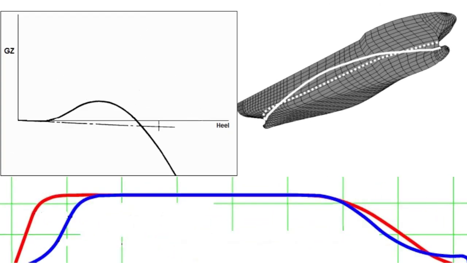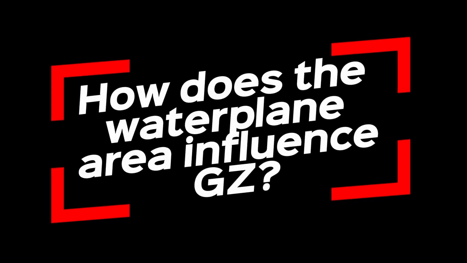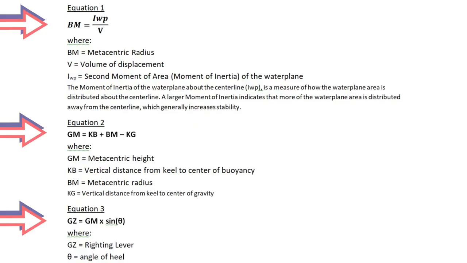This periodic variation in waterplane area leads to fluctuations in the ship's righting lever, GZ. These cyclical changes in GZ can induce parametric rolling. The relationship between the waterplane area and GZ can be understood through three key equations.